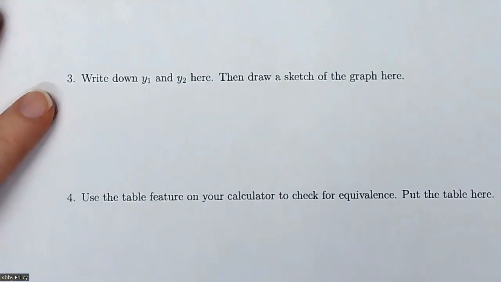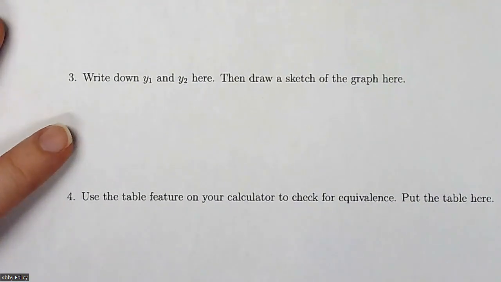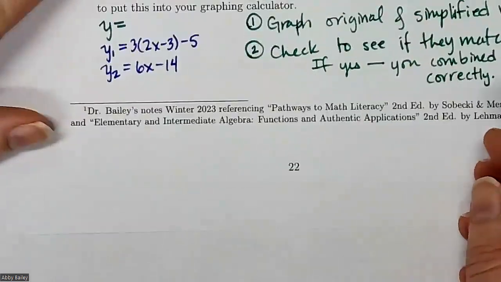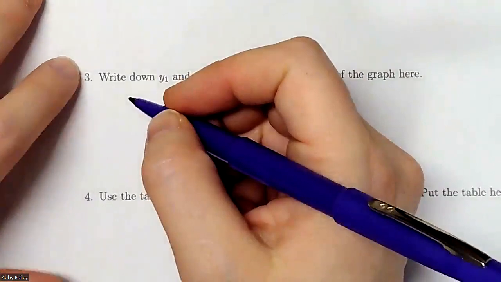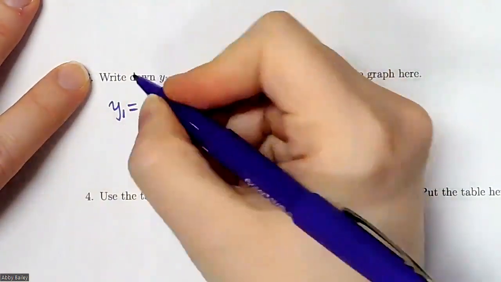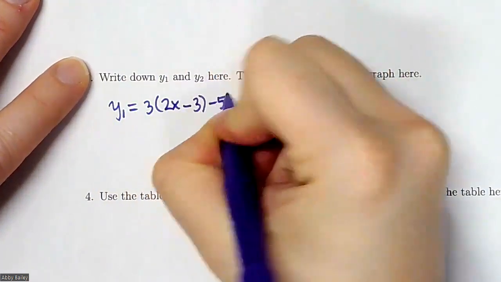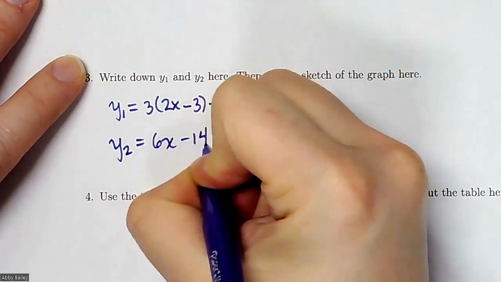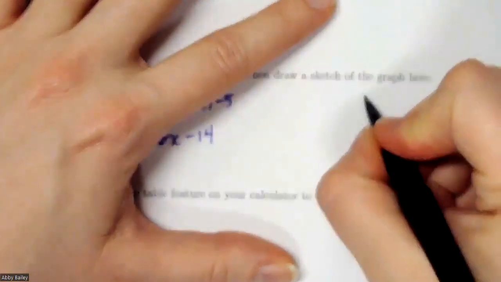Oh, my bad. I got ahead of myself. Write down Y1 and Y2 and draw the graph as a sketch here. Okay. Right. Let's do that. So, what did we put into Y1? The original. And Y2, what we had simplified it to. And then just a quick rough sketch.